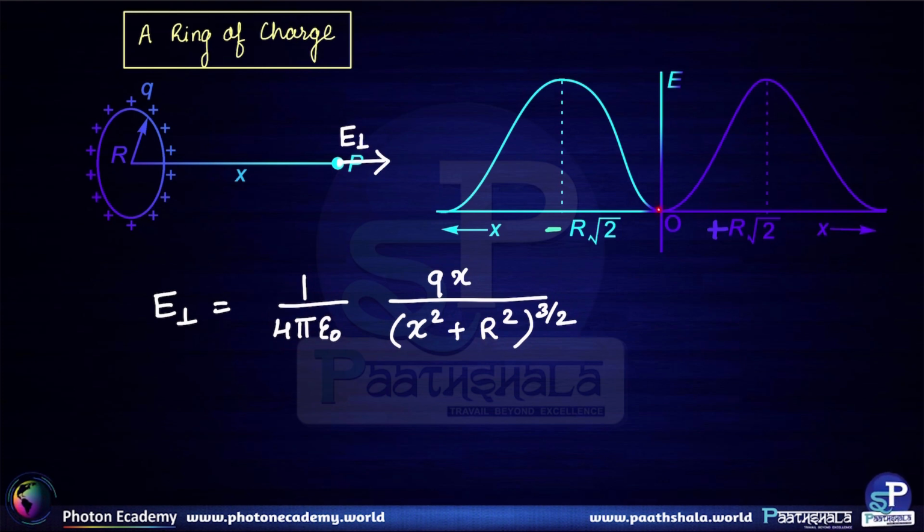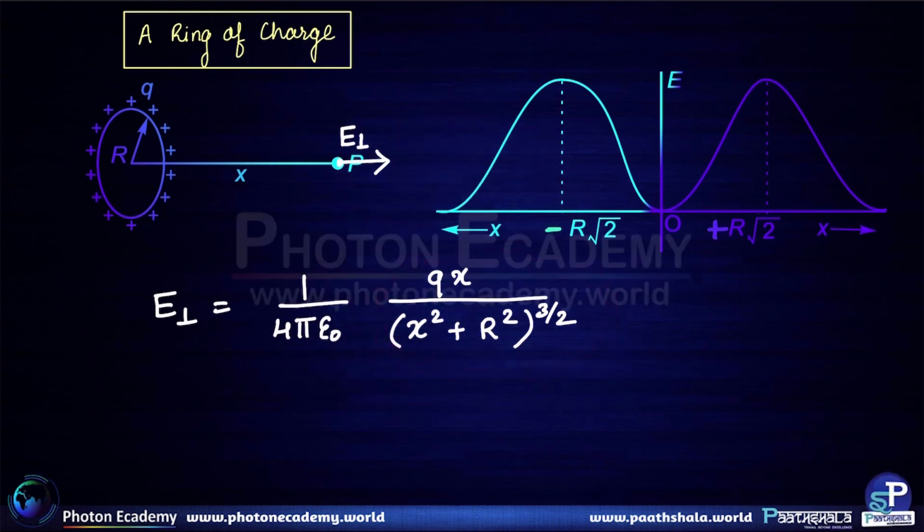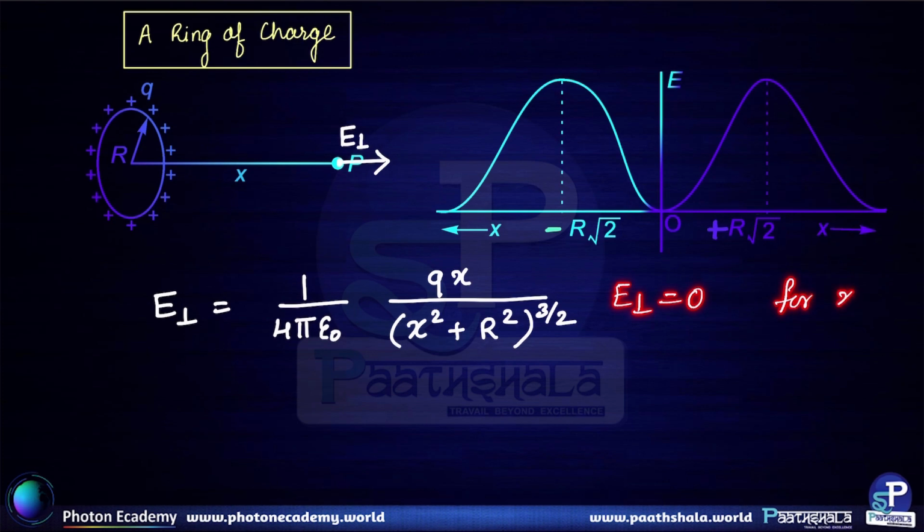Here we also see a graph that is plotted. This is the origin, and the graph of this particular expression is plotted. We can see that it has a peak and then it goes down to 0. If we put x equal to 0, we can clearly see that E perpendicular is going to be equal to 0 for x equal to 0. This is clearly apparent. Also, if we put x equal to plus infinity or minus infinity, E perpendicular again is going to be 0.